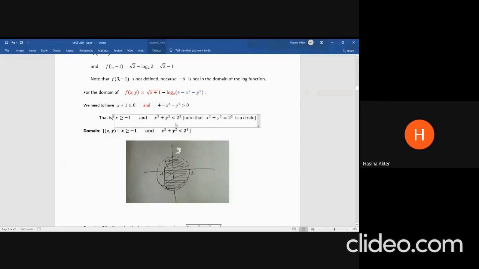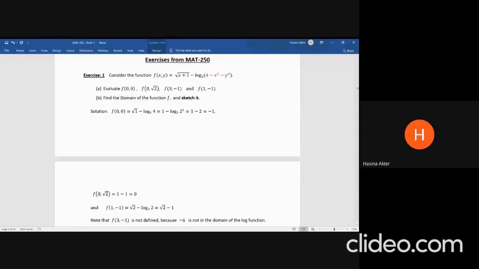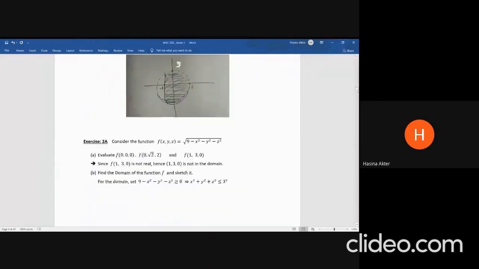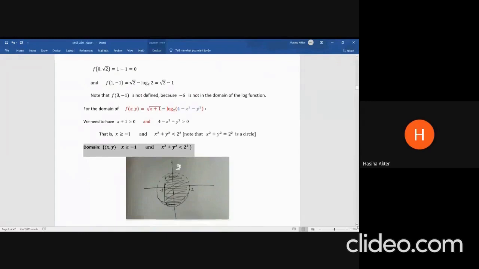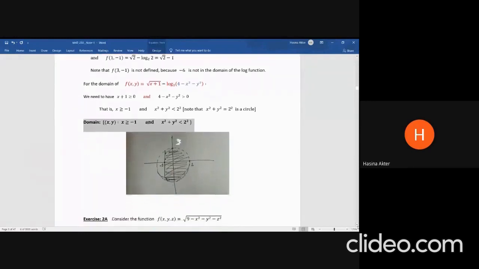Guys, listen to me very carefully. Since we are drawing, we have to sketch the domain. This is part of our work. Otherwise this domain is not clear. The domain of this function is given in set builder notation, and we don't have any clear visualization from that set. So to make it clear, we have to sketch it. Is that good?